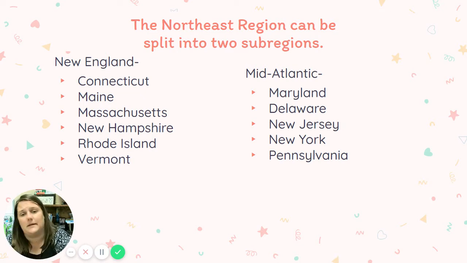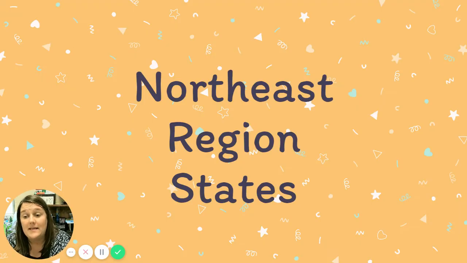The Northeast can be split into 2 subregions. So we do have the New England region. You may have heard of it. Okay, New England, you might think New England Patriots. But this is going to be Connecticut, Maine, Massachusetts, New Hampshire, Rhode Island, and Vermont are all going to fall under that New England category, and then the rest of them are going to fall under that Mid-Atlantic category. So we have Maryland, Delaware, New Jersey, New York, and Pennsylvania. So let's just get some fun facts about each of these states.